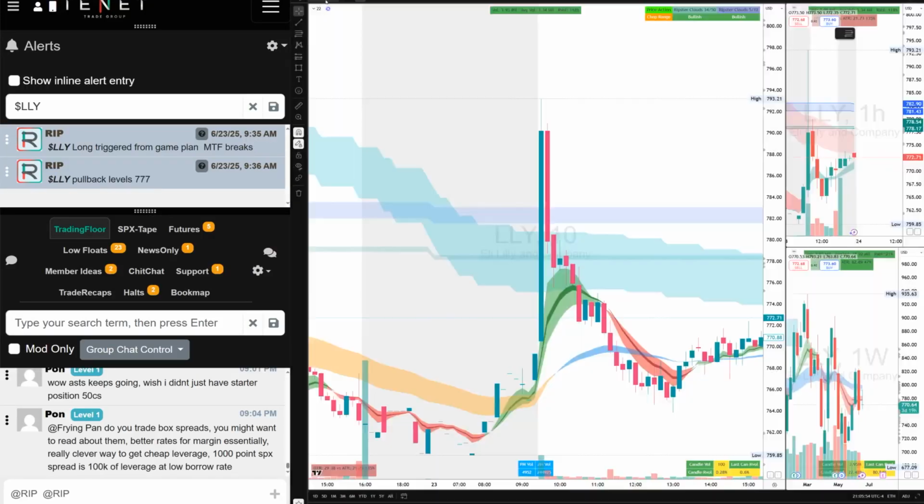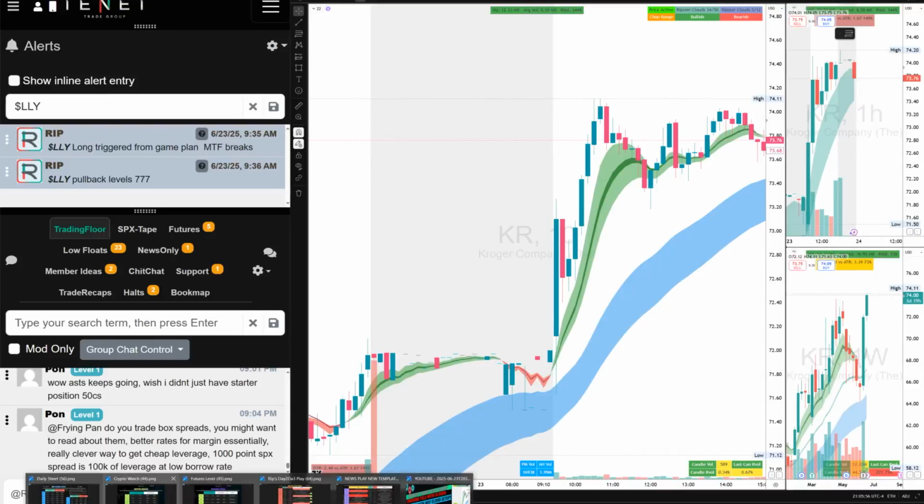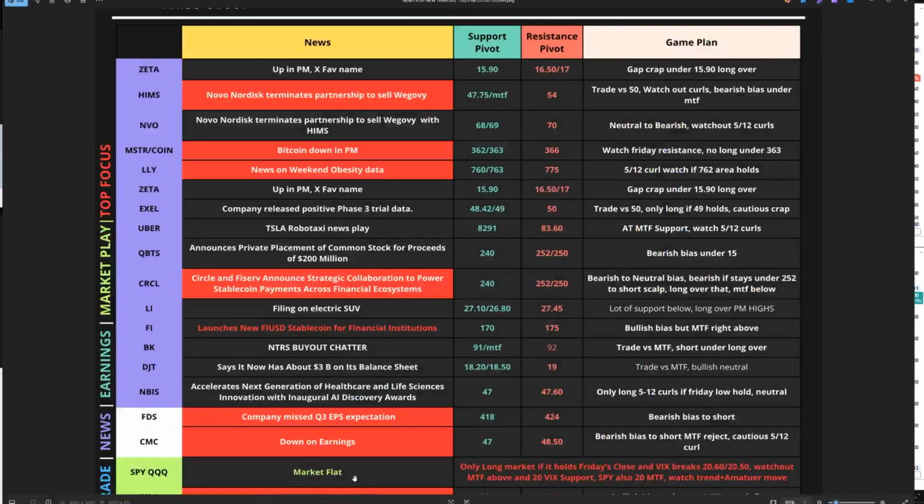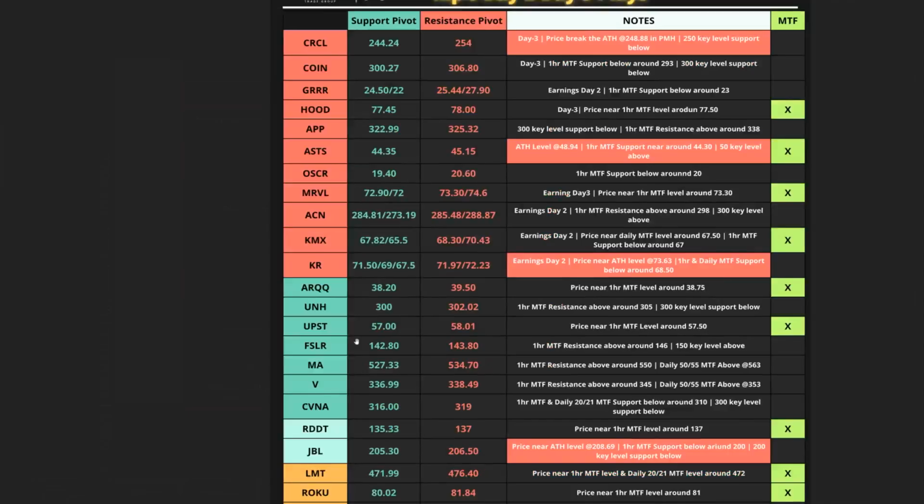All right, so let's look at the next setup here. The next setup is Kroger. This was our day 2 setup. I didn't do a recap on Friday, but this was our big earnings play win on Friday. It was a long all day guided by me. The traders really did good on Kroger. Today was our day 2 setup.